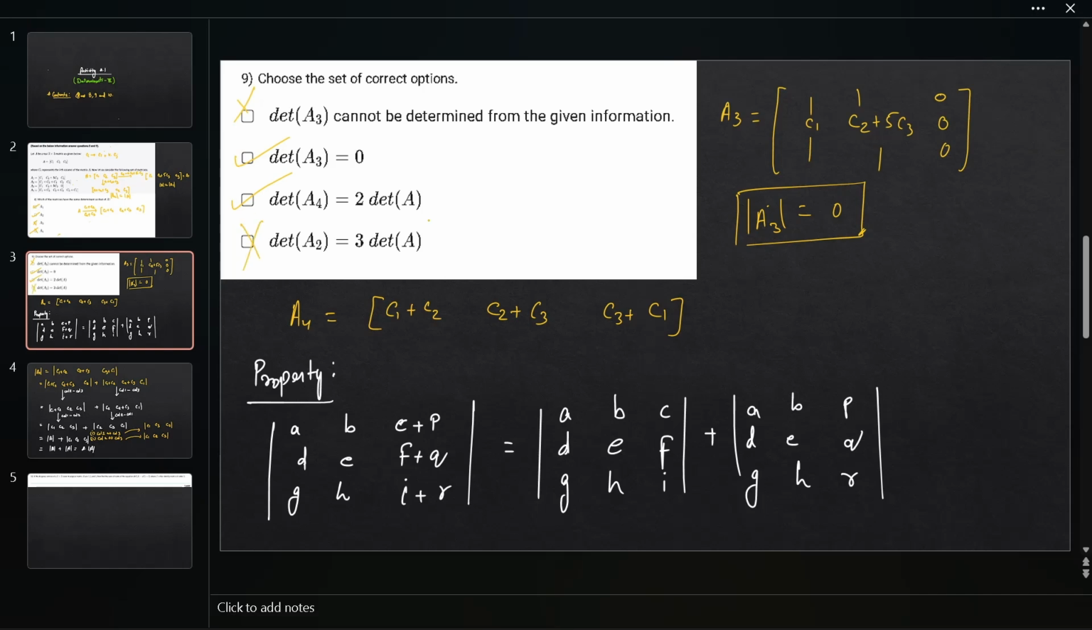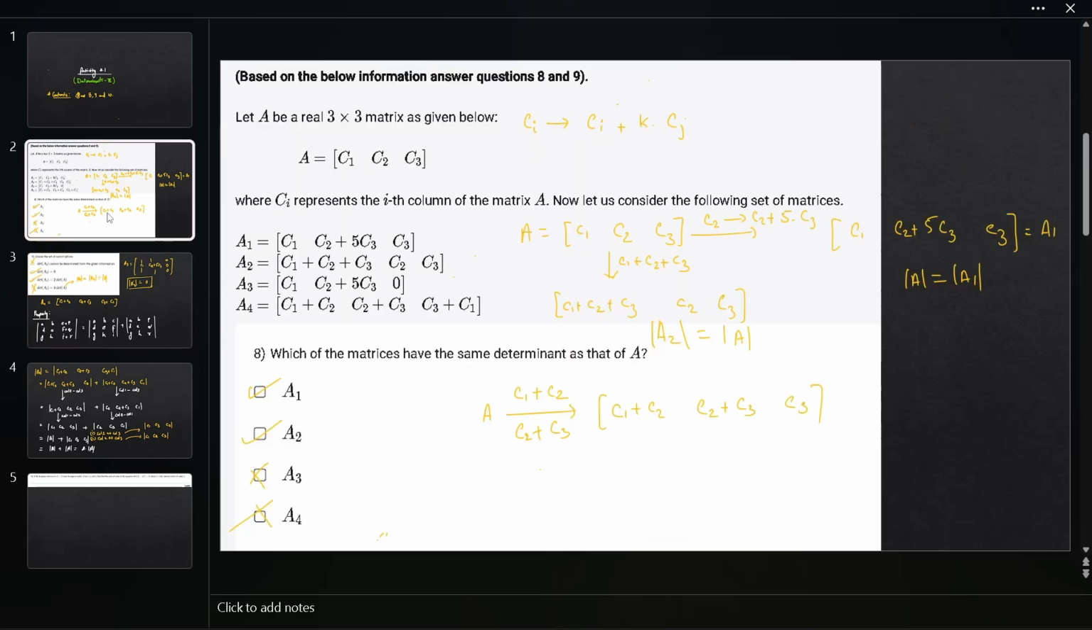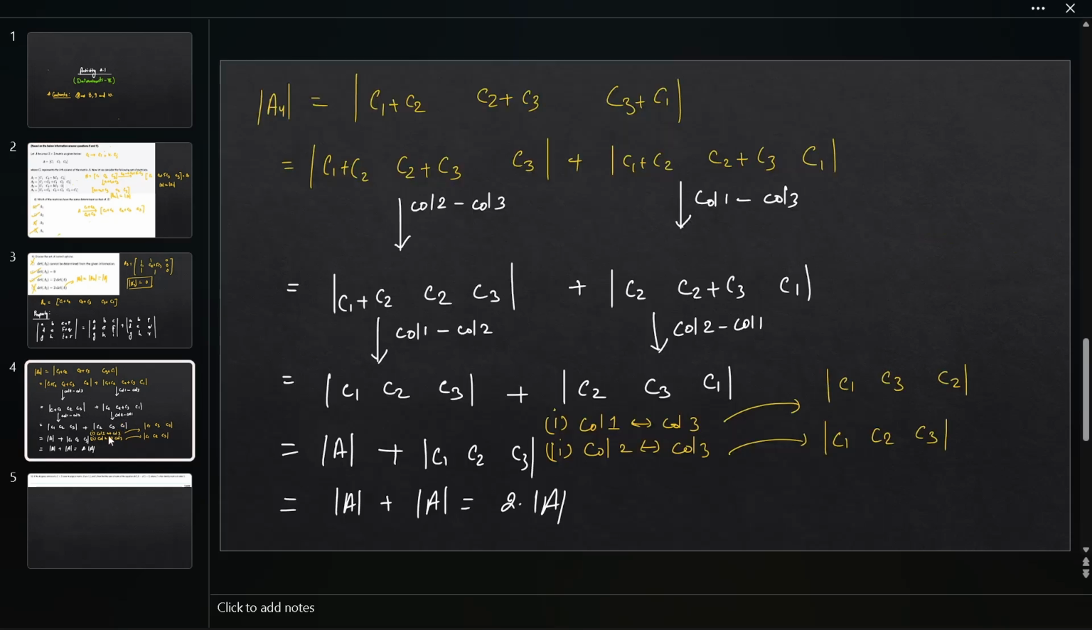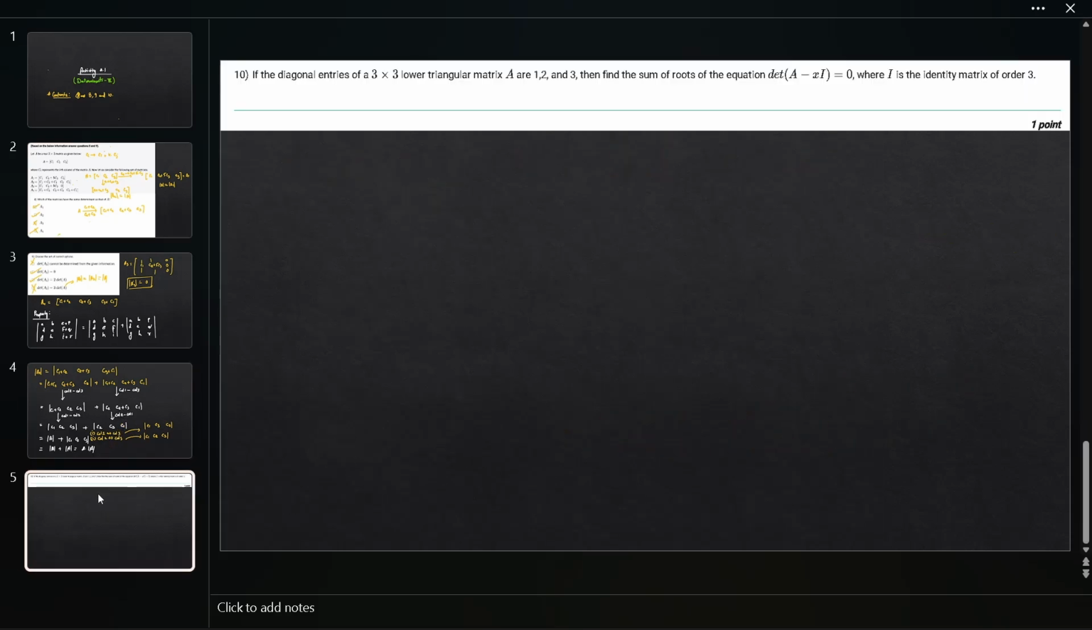But this option is incorrect because we have already seen that determinant of A1 is equal to determinant of A2 is equal to determinant of A. This we have seen in question number 8, where the value of determinant of A1 and determinant of A2 was equal to that of A.